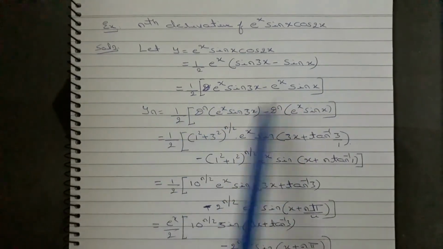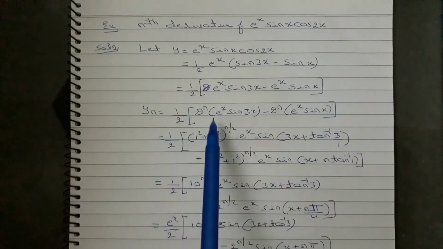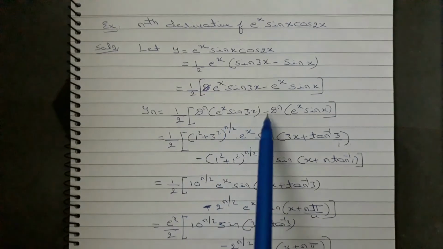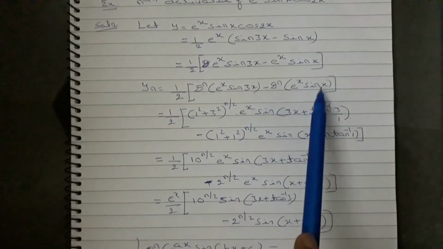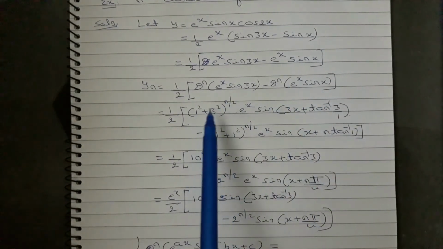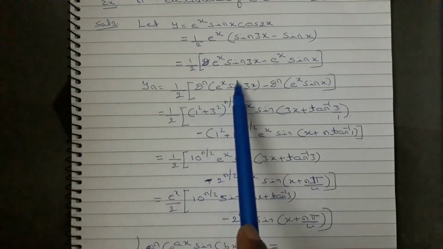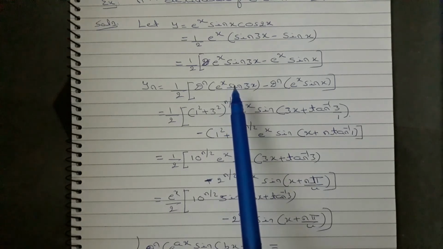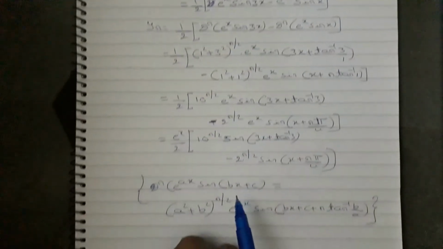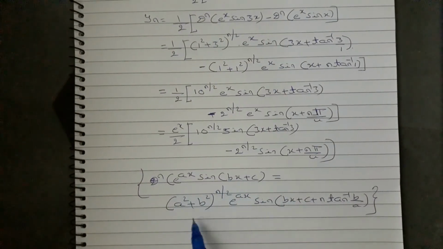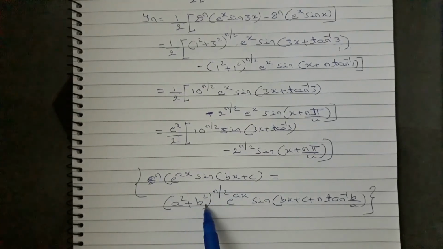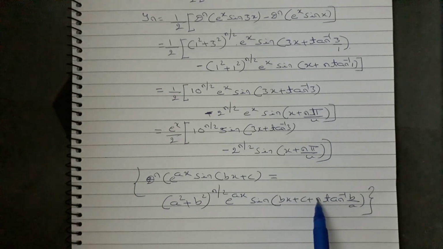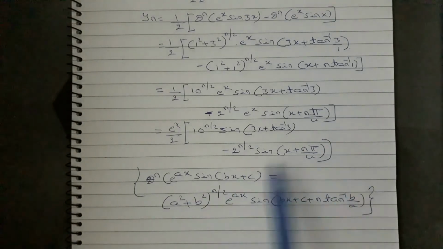Now to find the nth derivative of this, it will become 1 by 2 times the nth derivative of e raised to x into sin 3x minus the nth derivative of e raised to x into sin x. So this is of the type nth derivative of e raised to ax sin (bx plus c). The formula is (a square plus b square) raised to n by 2, e raised to ax sin (bx plus c plus n into tan inverse of b by a). We can use this result here.